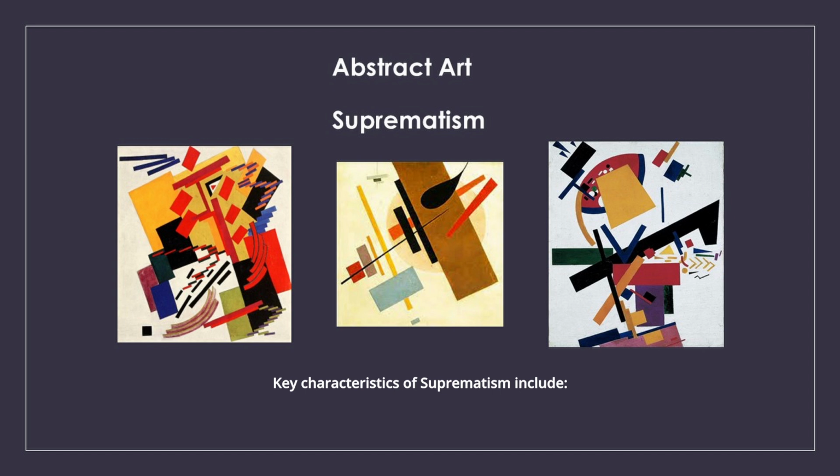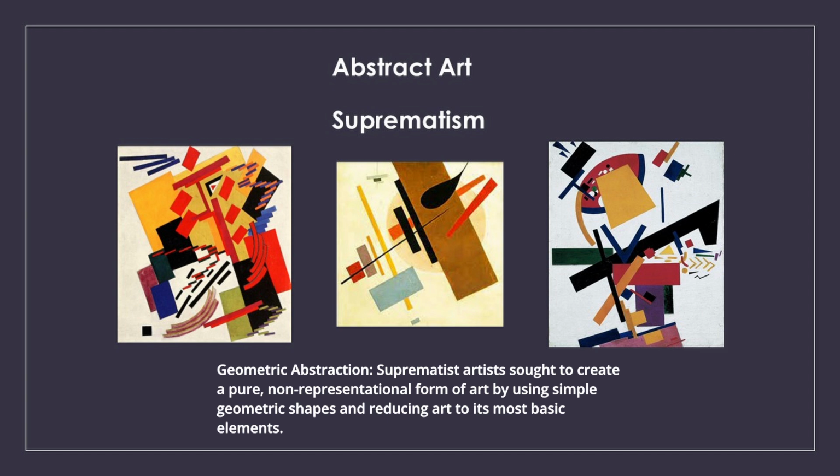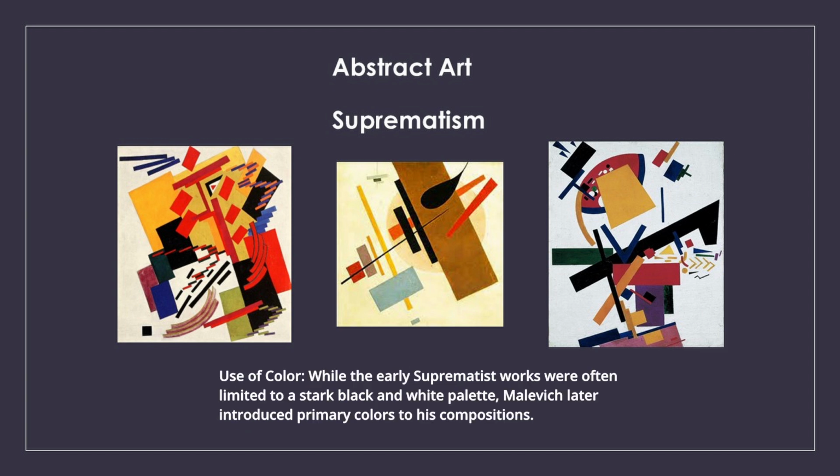Key characteristics of suprematism include geometric abstraction. Suprematist artists sought to create a pure, non-representational form of art by using simple geometric shapes and reducing art to its most basic elements. Use of color.